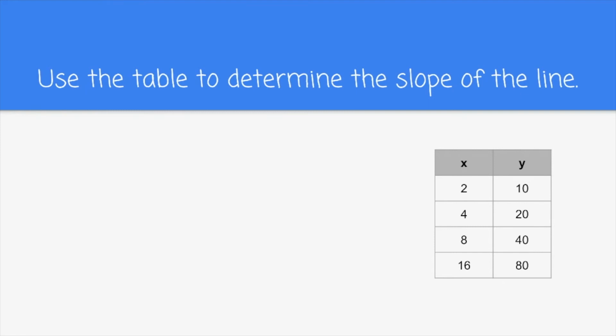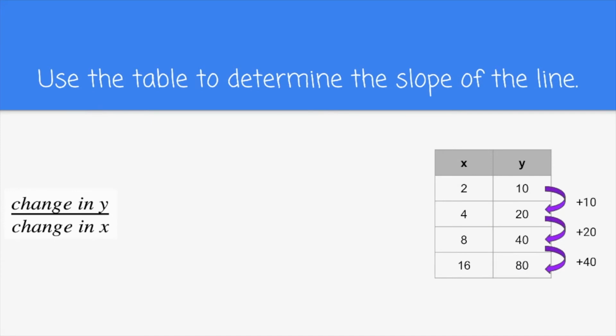Let's look at one more example. I'm going to find the slope of my table. So I'm going to start with the change in y over the change in x. If I look at my y values, you'll notice it goes up by 10, then it jumps up to 20, then it jumps up to 40. So right now there should be some sort of red flag because that isn't my constant rate.